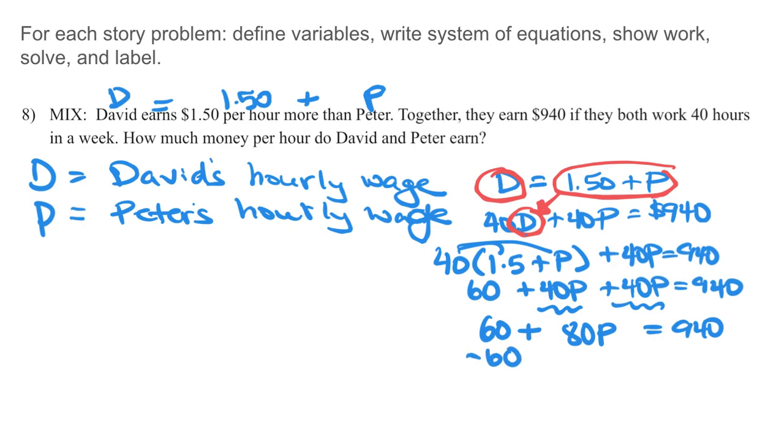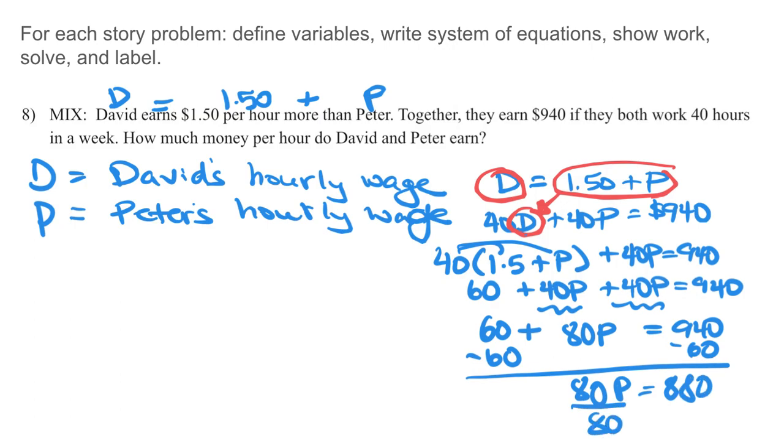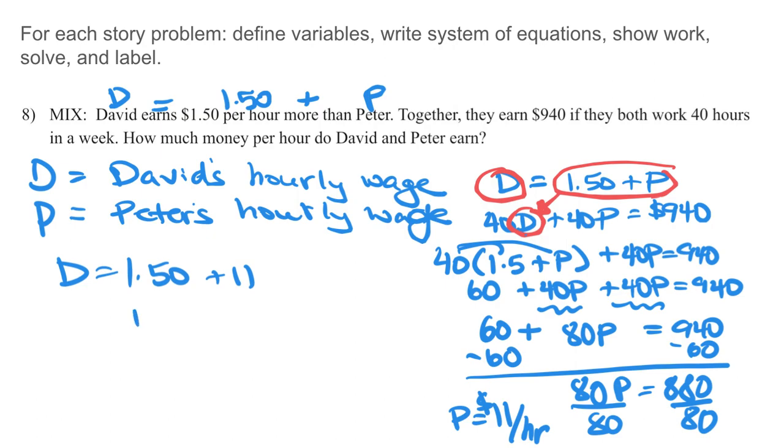Now I'm going to subtract 60 from both sides. And I'm left with 80P is equal to 880. Now I have 80 times P, so I'm going to divide by 80. And I'm left with P is equal to 11. So that's $11 per hour. So Peter earns $11 per hour. And I know that David earns $1.50 more. So that's 1.50 plus 11. So that is $12.50 per hour is David's wage.